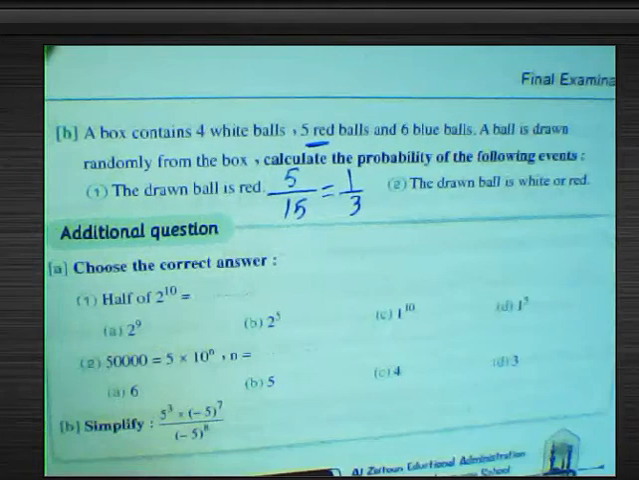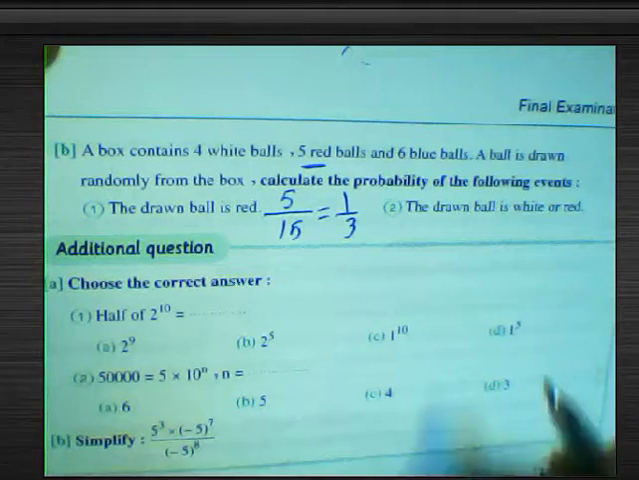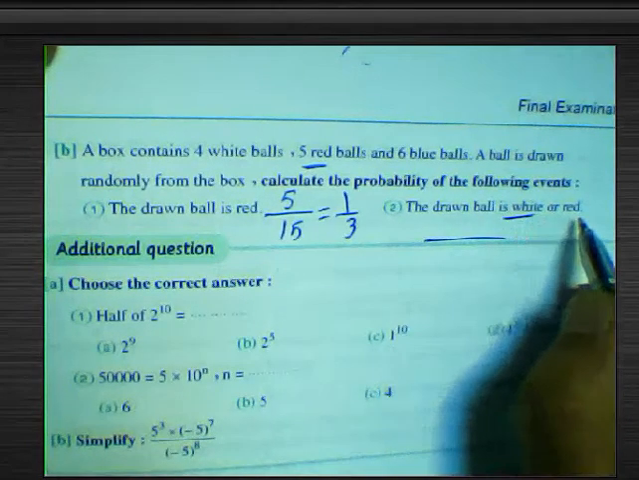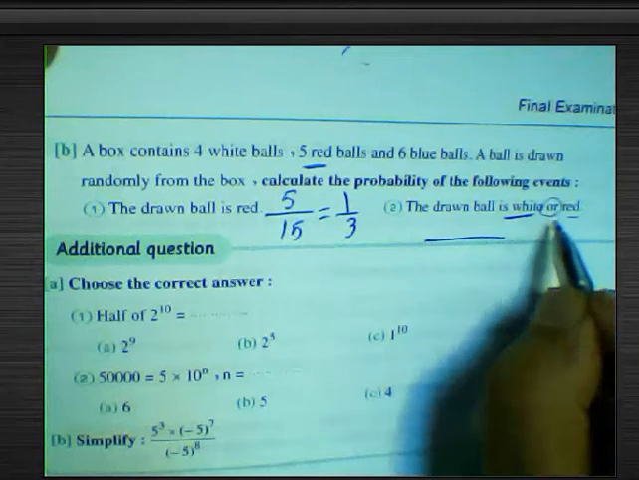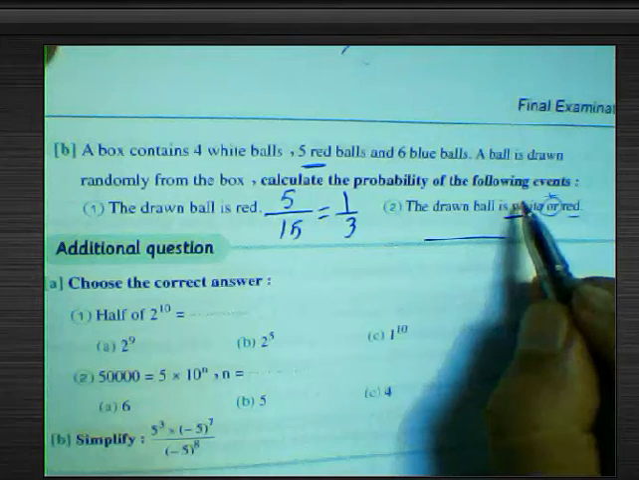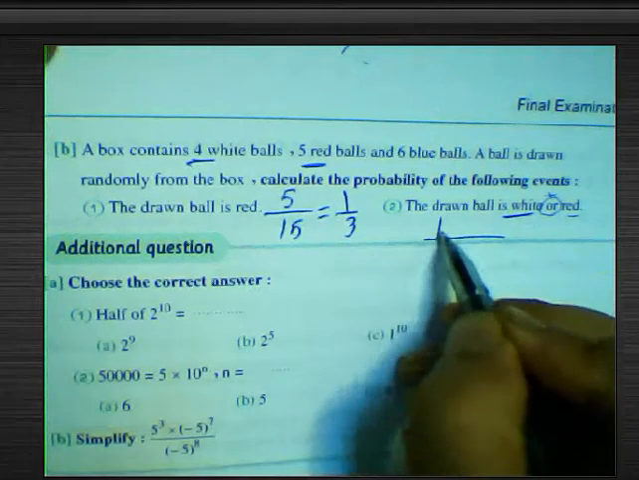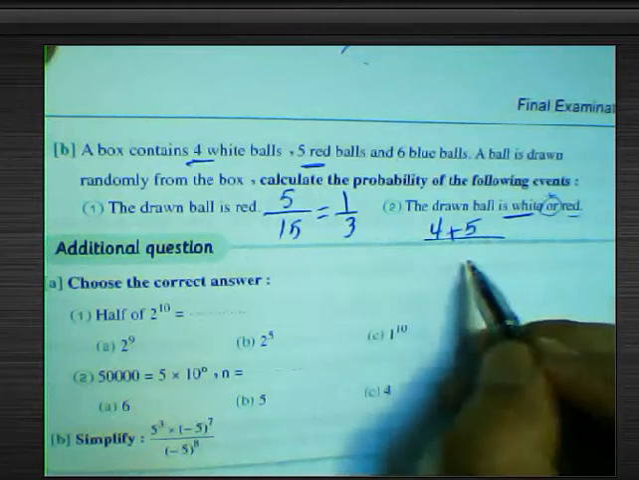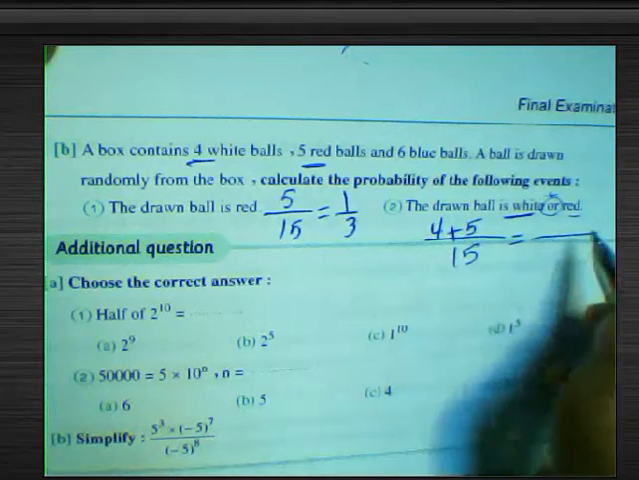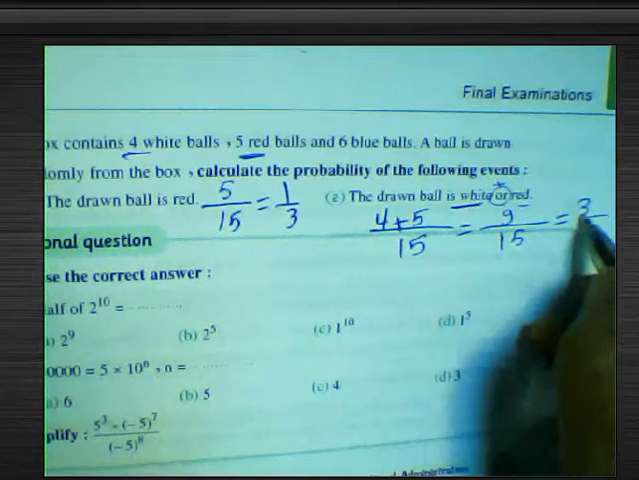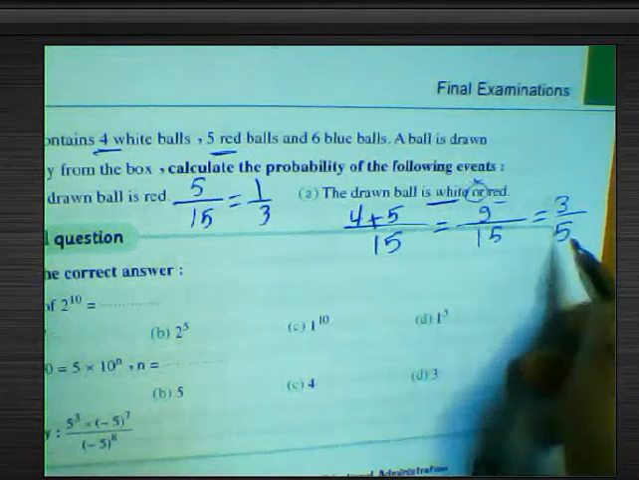Question number 2. The drawn ball is white or red. We will add the number of balls that are white and red, because or means plus. How many white balls? 4. Plus how many red balls? 5, over total 15. So the result will be 9 over 15. We can simplify by dividing by 3. 9 divided by 3 equals 3. 15 divided by 3 equals 5.